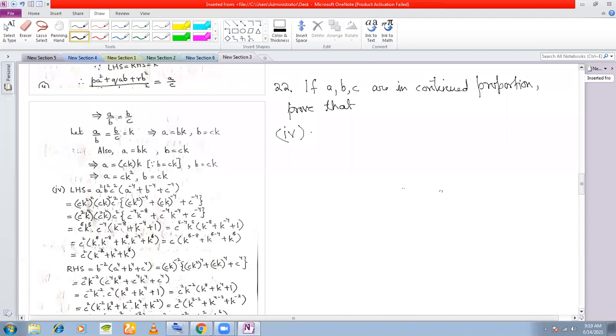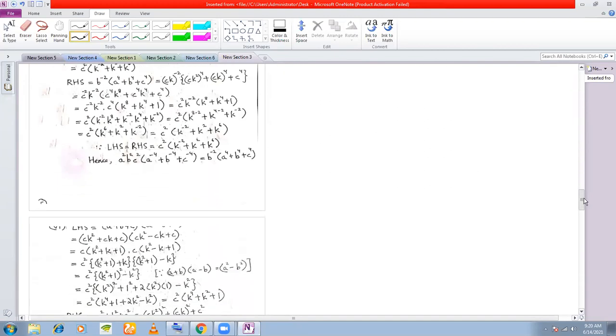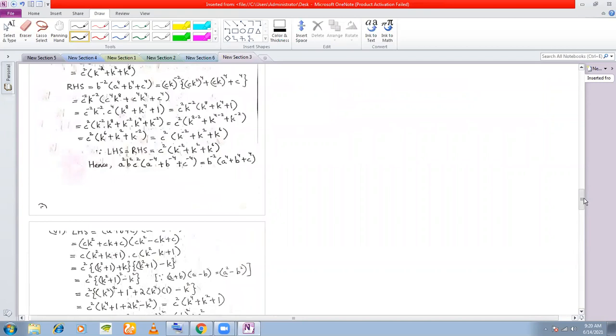Number 4 is (A square plus B square plus C square) into (A to the power of minus 4 plus B to the power of minus 4 plus C to the power of minus 4) is equal to B to the power of minus 2 into (A to the power of 4 plus B to the power of 4 plus C to the power of 4). The first part.